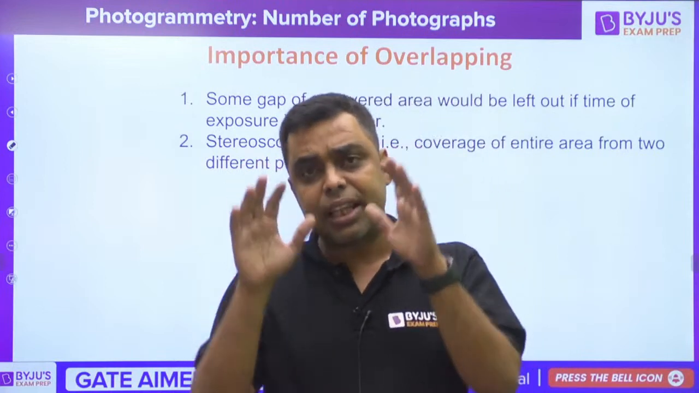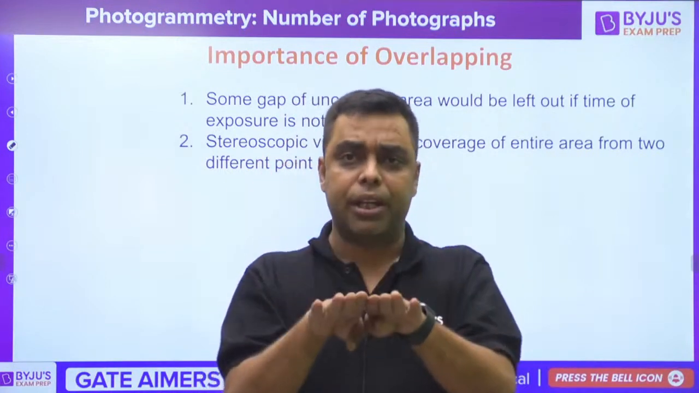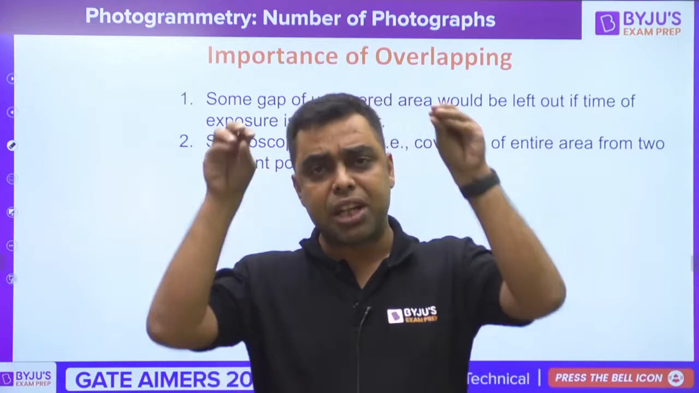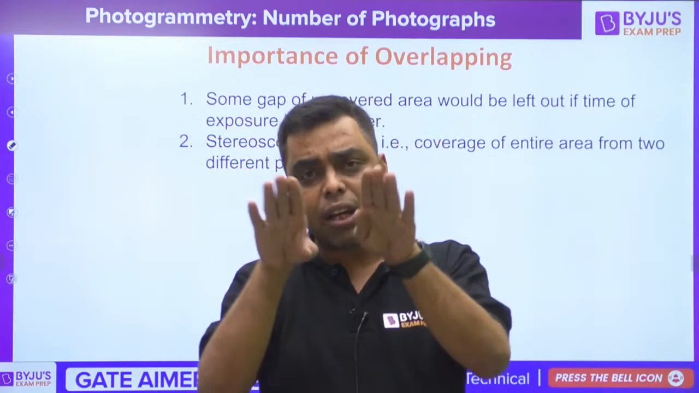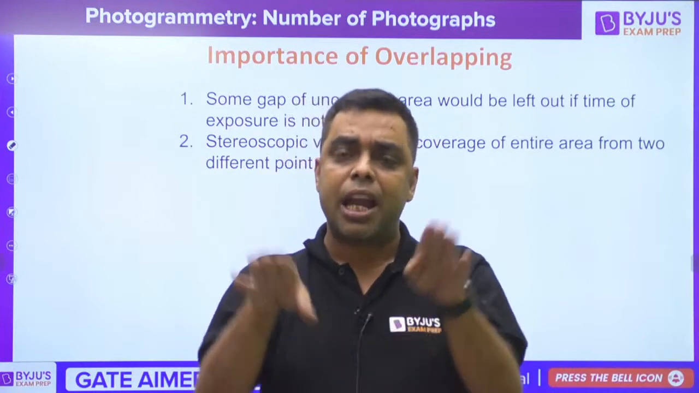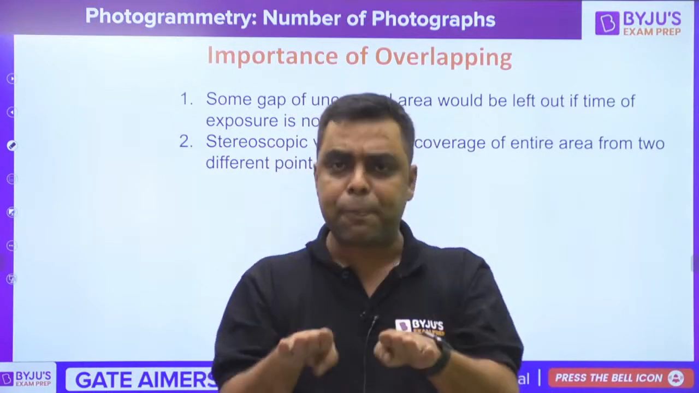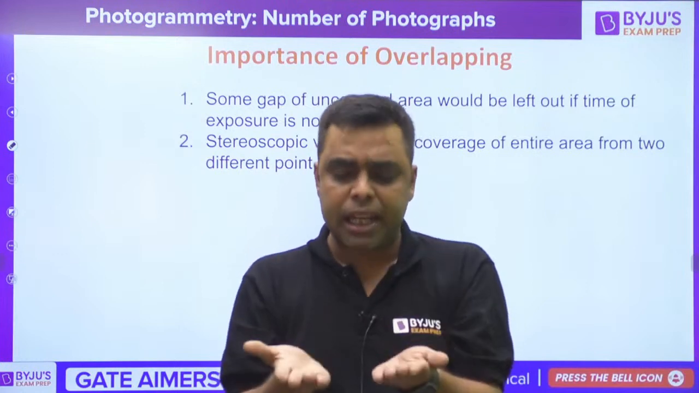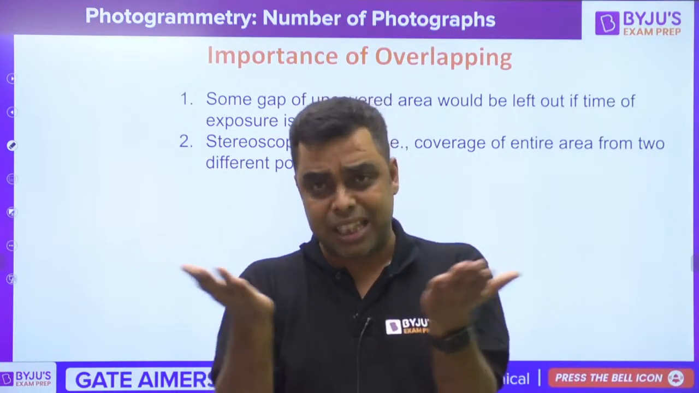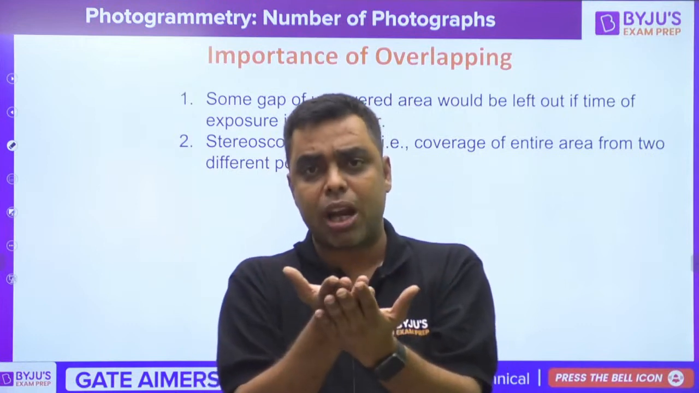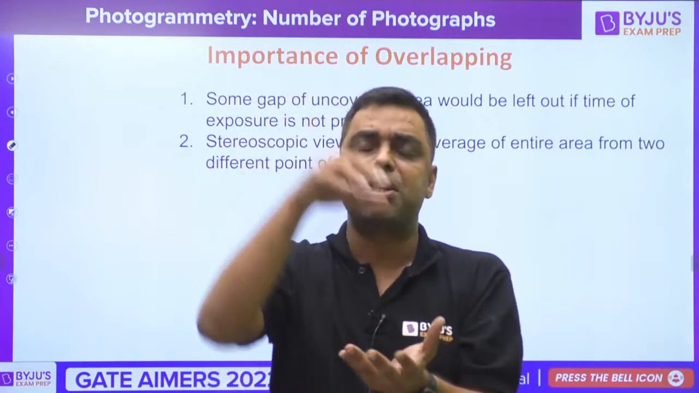So when there is an area which is common in two different photographs taken from two different points of view, those photographs are called stereo pairs. These stereo pairs are kept under a stereoscope like this, and with the help of the stereoscope we see these photographs, and the images of the two photographs get merged with each other and form a 3D image.